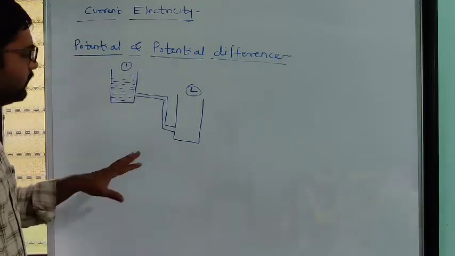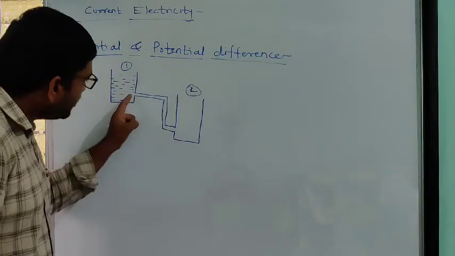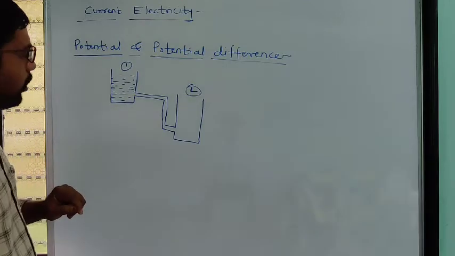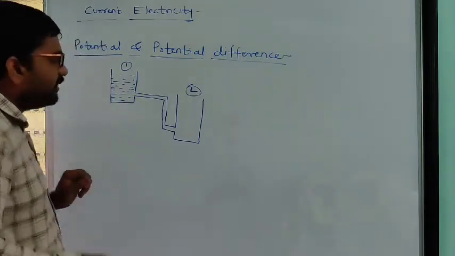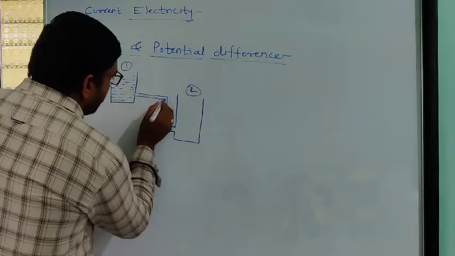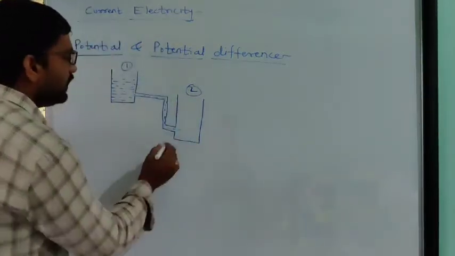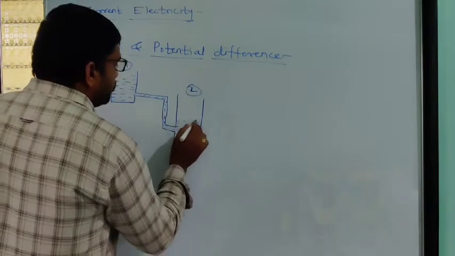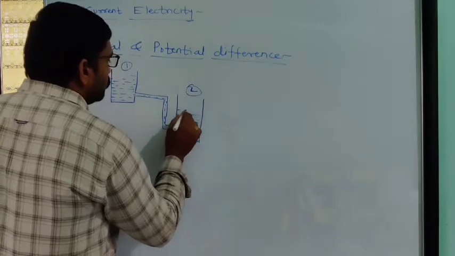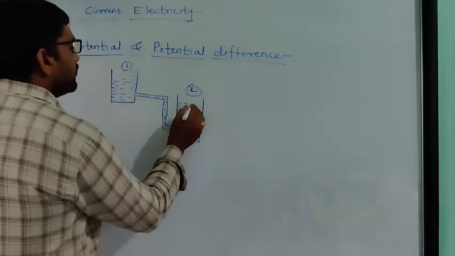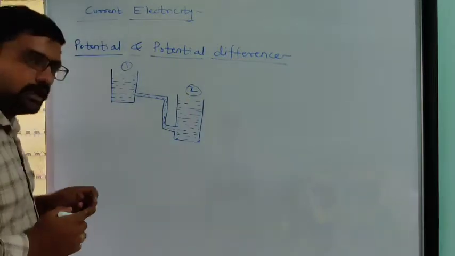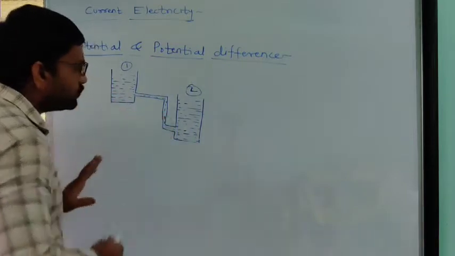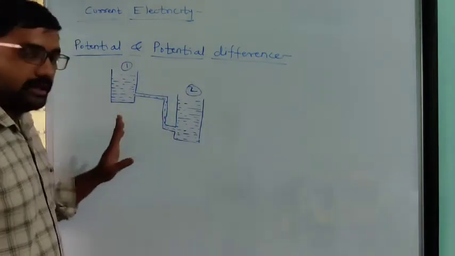So what happens as we connect these two tanks to each other? Water will start to flow from this tank to this tank. Continuously, water will transfer from tank number 1 to tank number 2, because we connect these two tanks to each other by using one pipe here.